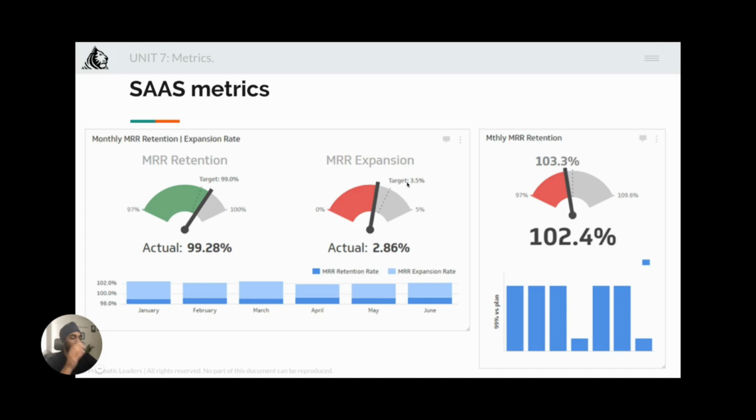What it means is, how do you increase the recurring revenue? How are you expanding? That is how you're getting new customers in. So how much did it expand this month? And how is the retention going? 99% versus plan, and you can see that there's a significant dip in 2 months.